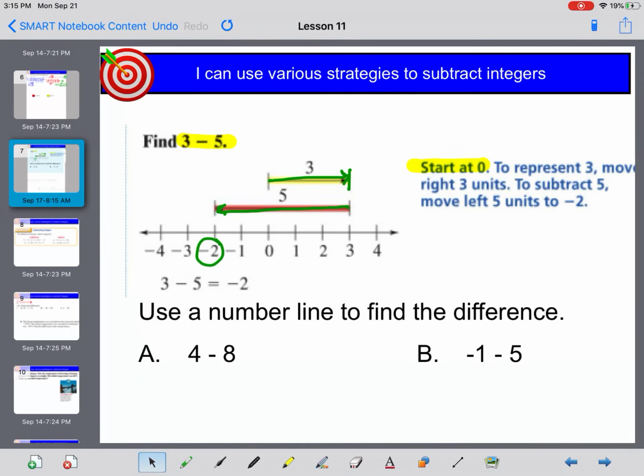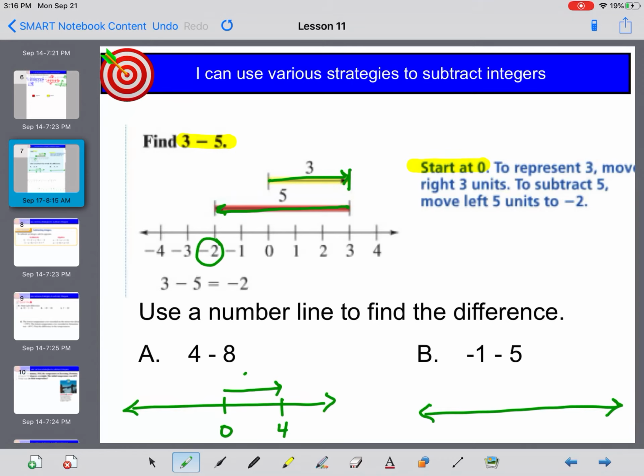In your notes, give these a try. Use a number line to find the difference. All right, so we're going to start at 0. You are going to move to the right 4. So I'm at 4. Then I'm going to move backwards 8, which puts me right here. When I count it out, I'm right here at negative 4.